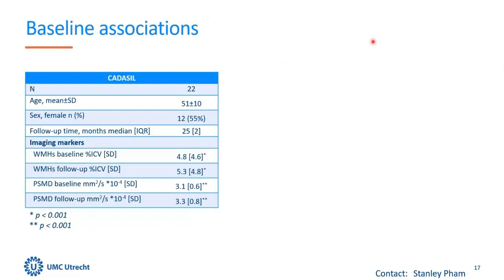Looking at the baseline associations, here are the brief demographics again. What I want to highlight here in particular is that if you look at the white matter hyperintensity volume at baseline and follow-up, there has been a significant increase after 2 years. The median follow-up time was a little bit over 2 years. The PSMD also had a significant increase after 2 years. This was all done with paired t-tests.